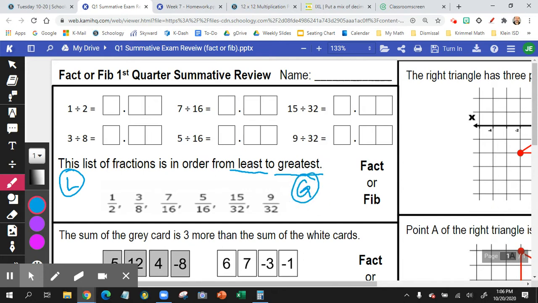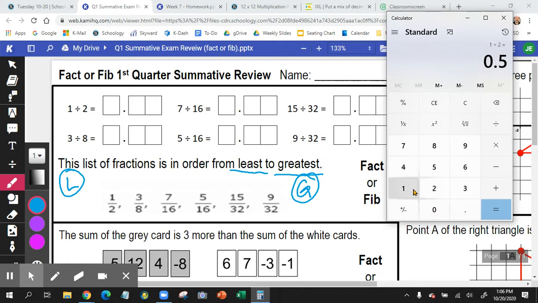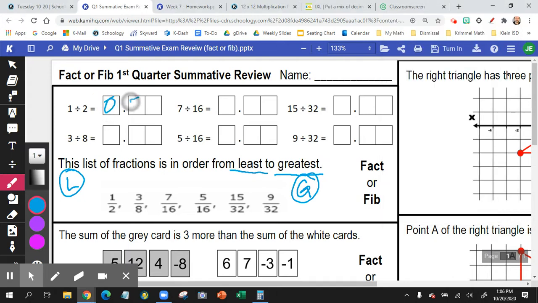And we're going to check and see, is that a fact or a fib that these are in order? So the first one, we have 1/2, and we already started dividing that out. 1/2 is equal to half a dollar, which is 50 cents, or 0.50, 0.5. So we're just going to check these right here. So 1/2 is 50 cents.